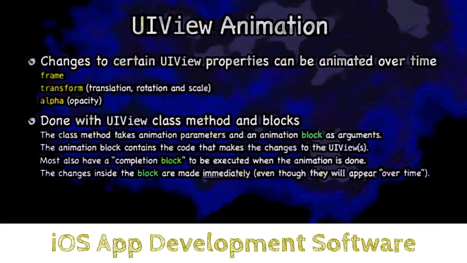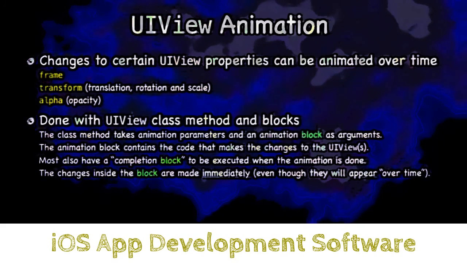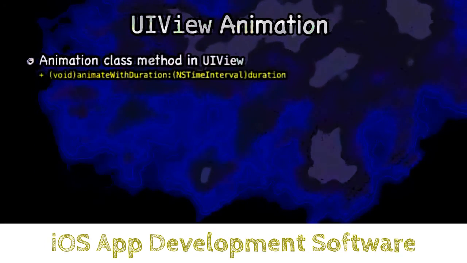It's done with a class method in UIView. Okay, a class method. It's not an instance method in UIView. And the class method basically takes the animation parameters, how long to take and stuff like that, and it takes a block. And inside that block, you can modify these properties. There are actually a few others you can do, but these are the main ones I'm going to talk about here. So it looks like this.